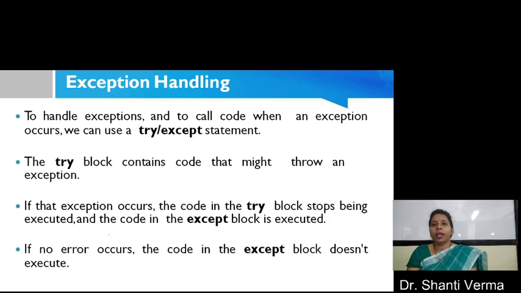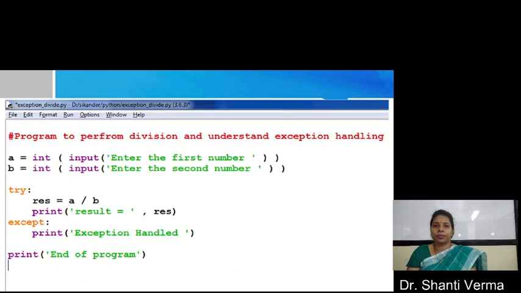Now, how to handle exception? To handle exception and to call code when exception occurs, we generally use a try and except block. The try block contains code that might throw an exception. If the exception occurs, the code in the try block stops being executed and the code in the except block is executed. And if there is no error, the code in the except block doesn't execute.